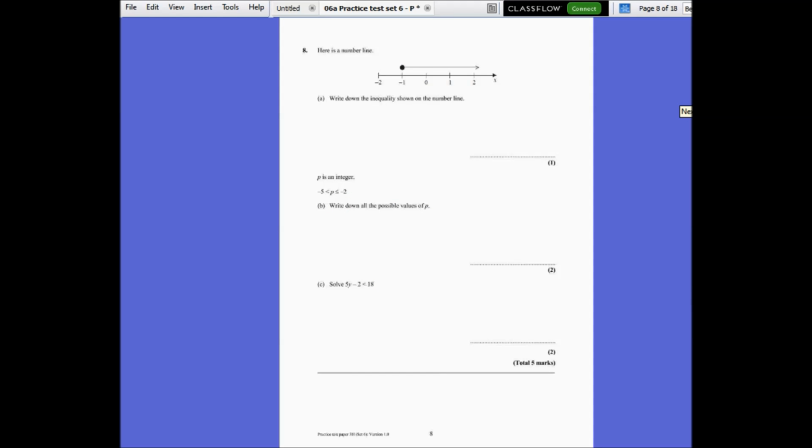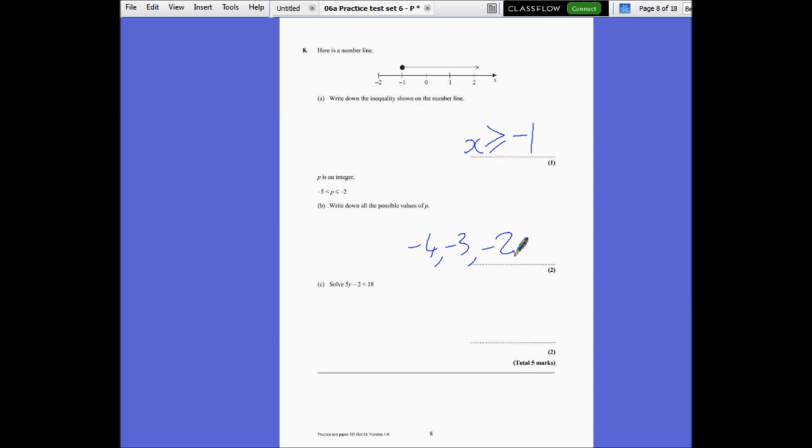Question 8, here's a number line, write down the inequalities shown on the number line. Well, the dot is coloured in, so x is going to be greater than or equal to, because it's pointing up the number line, minus 1. Write down all the positive integer values for p. So, sorry, not positive integer values, just the integer values for p. So it goes from minus 5 to minus 2, but it cannot be equal to minus 5. So it'll be minus 4, minus 3, and minus 2.